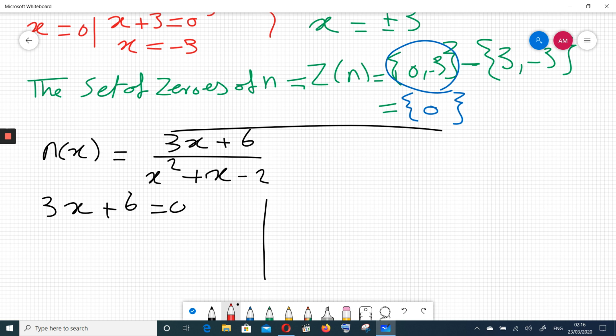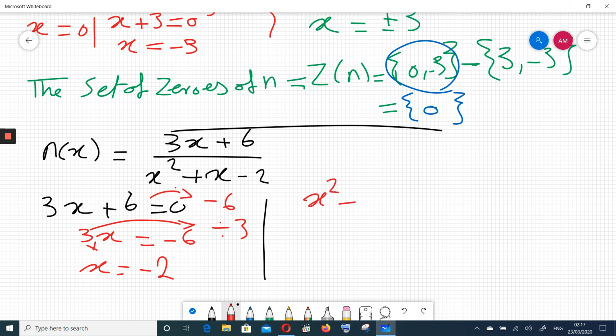And this is positive 6. We take it to the other side to be negative 6. So 3x equals negative 6. This is times, we take it to the other side to be divided. So x equals negative 2. What about our denominators here?